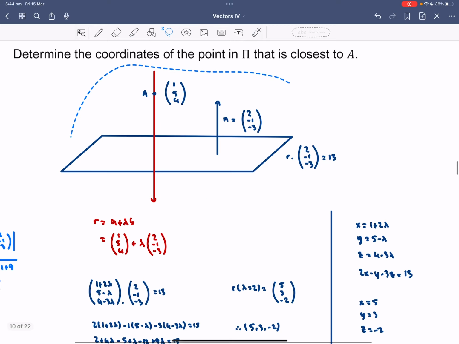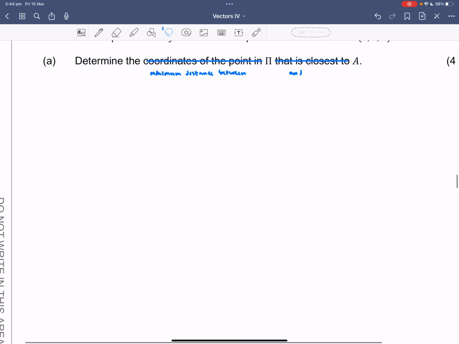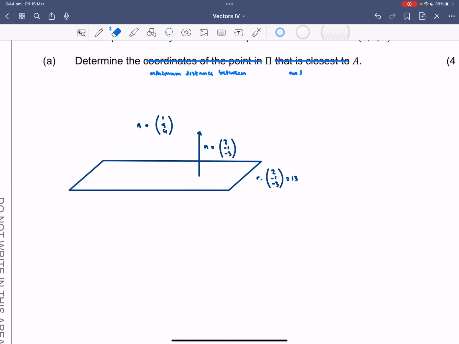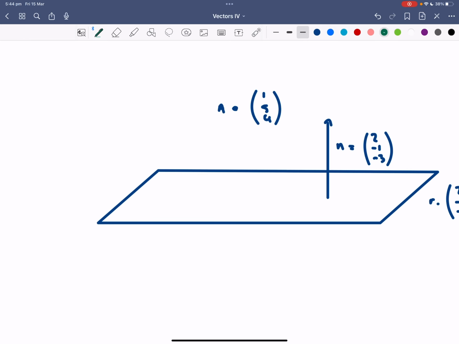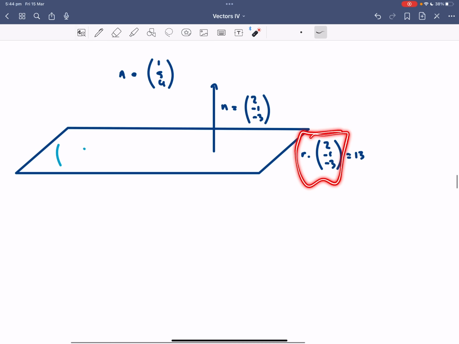So watch what I do. We want to find just the minimum distance between the point and the plane. Alrighty, so we don't need to create a line like such. What you do need to do is this. You need to find a random point that exists on the plane. What is a random point that exists on this plane? A random point that exists on this plane is anything that satisfies this equation.